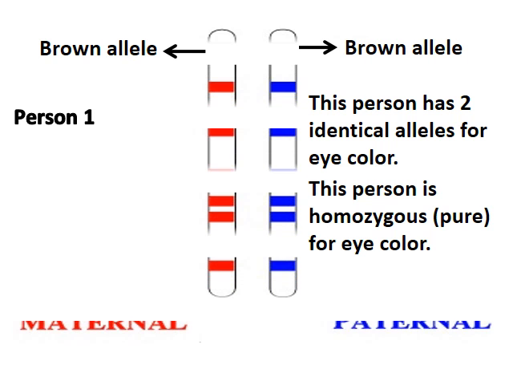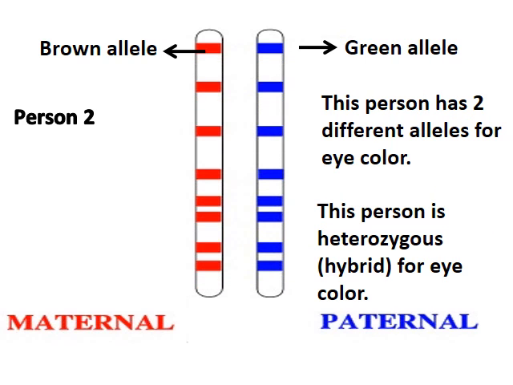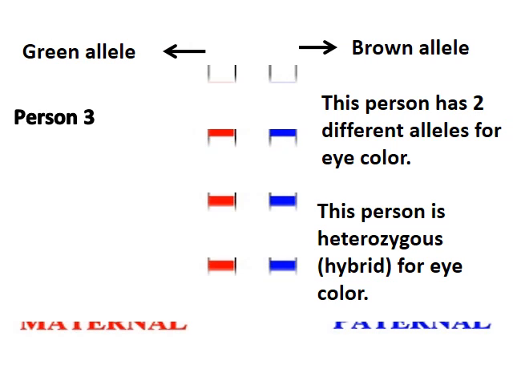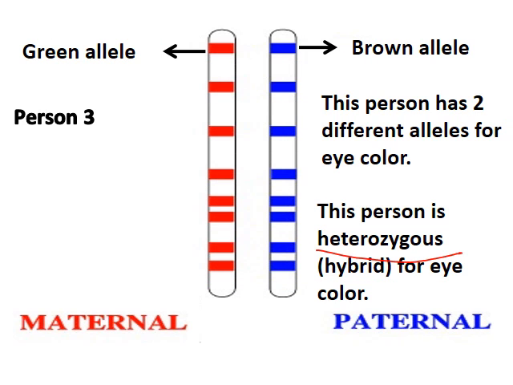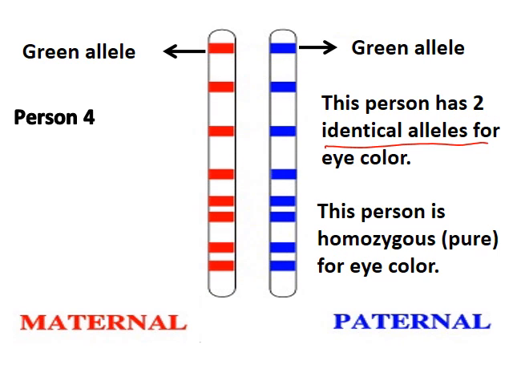These are the 4 combinations. Here, this person has 2 identical alleles for the eye color. Whenever we have 2 identical alleles for the same gene, the person is homozygous, or it's called pure line, pure race. While when we have brown and green, or green and brown, this person has 2 different alleles. Different alleles is said to be heterozygous or hybrid for the eye color. Also, green and brown is said to be heterozygous since they have 2 different alleles, and green, green has identical alleles. It's said to be homozygous, or it's called pure.